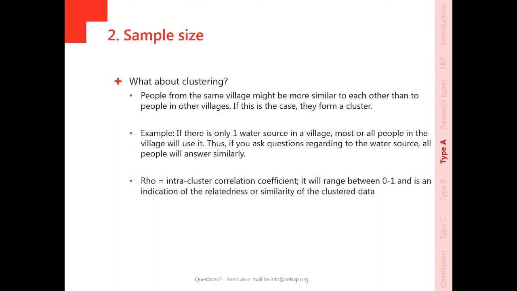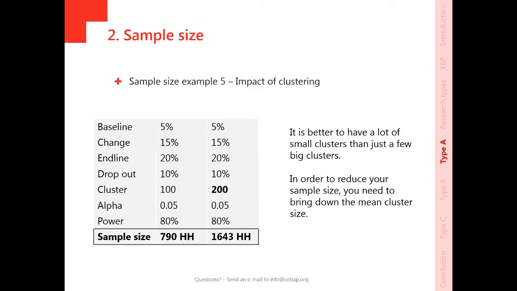This means that they are all quite similar. And this is expressed by ρ, which is called the intra-cluster correlation coefficient. This coefficient can range between 0 and 1, and it gives an indication of how similar your data really are. Now, clusters have a huge impact on your sample size.